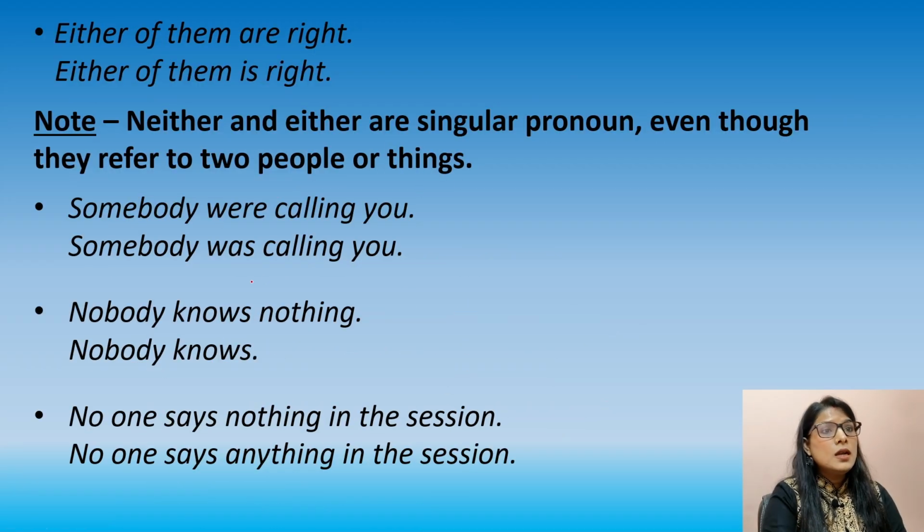क्योंकि neither and either are singular pronoun होते हैं, even though they refer to two people or things. वो दो चीजों के लिए और दो लोगों के लिए यूज किए जाते हैं, but वो singular ही होते हैं. That's why we use singular verb.